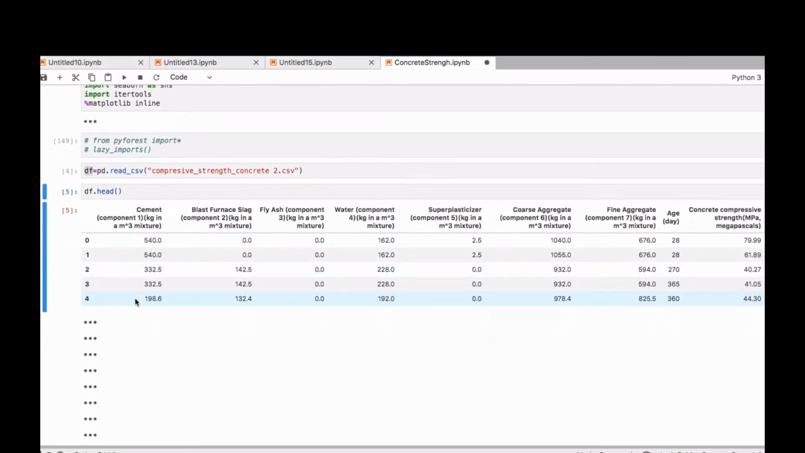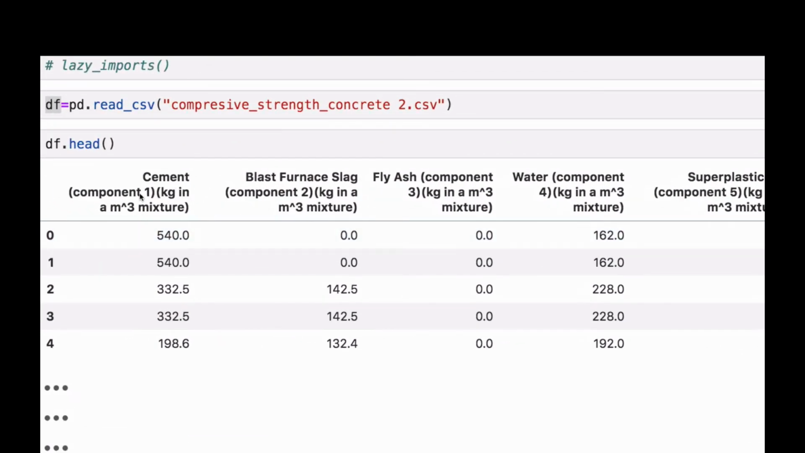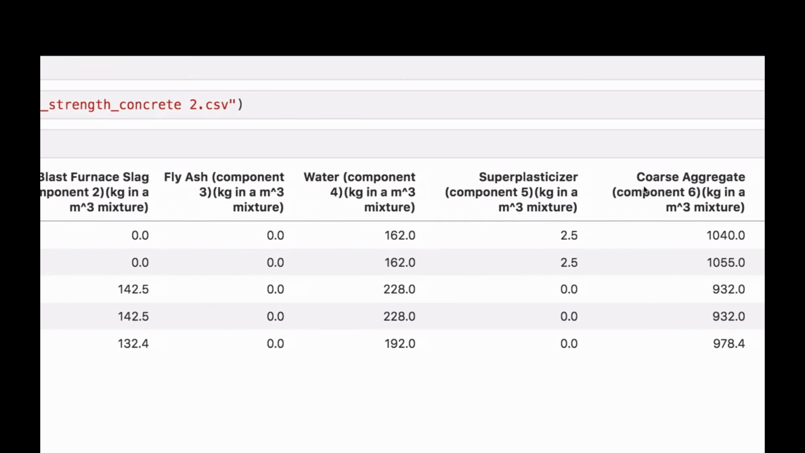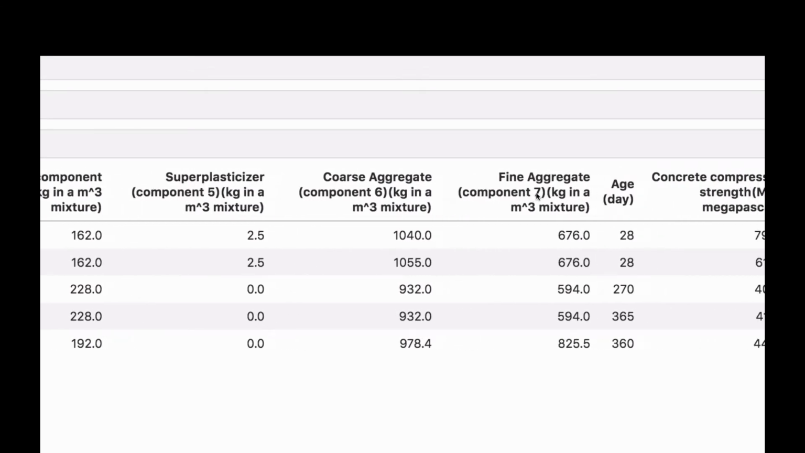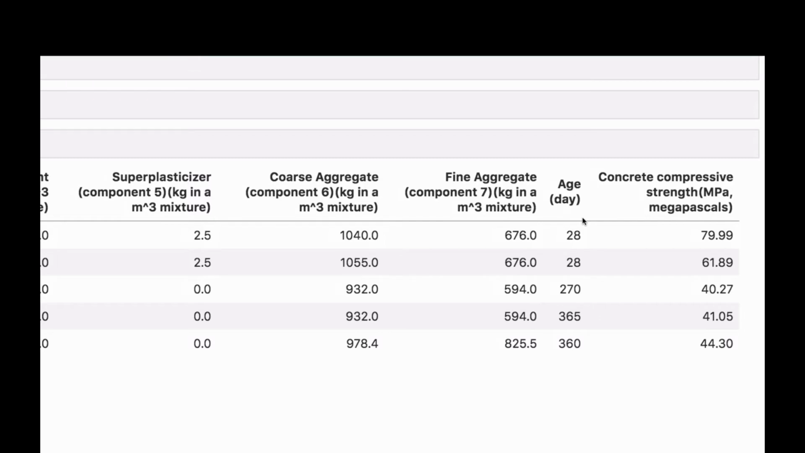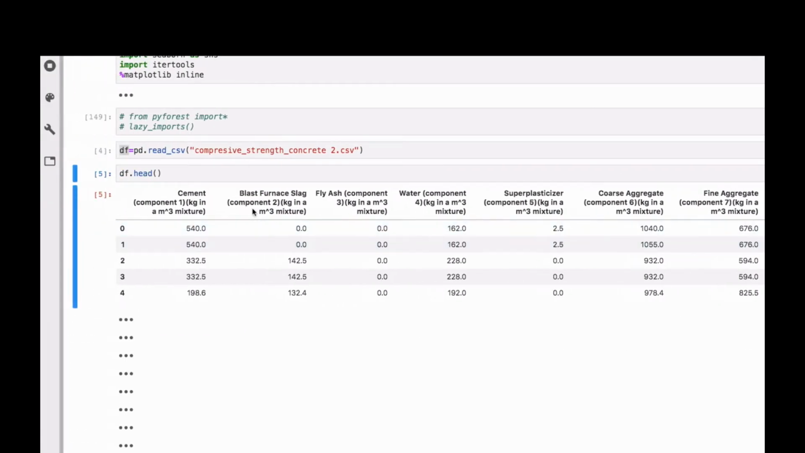Here you can see that we have cement component 1 kg in a m cube mixture. We have blast furnace slag component 2 kg in the m cube mixture. We have fly ash component 3, and so on. We have water, super plasticizer, coarse aggregate, fine aggregate, age, and concrete compressive strength, and this is our target. This is the strength, and this is what we are going to try to predict. If you look at the names of the columns, they look quite heavy. It's a lot, so I'm going to shorten these names.